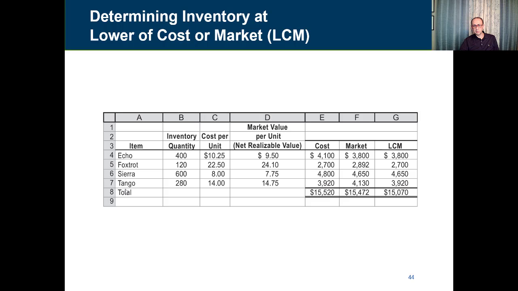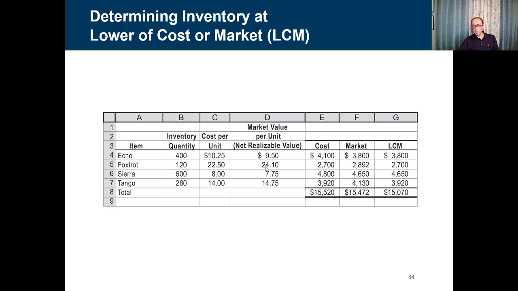See here we have items in our inventory: Echo, Foxtrot, Sierra, Tango. It's actually 4 items, and we have their total. And then we have the inventory quantity and the cost per unit. And then we have also the market value per unit, or what we call the net realizable value. So what we're going to do is calculate the cost and the market. The cost would be based on the inventory quantity multiplied by the cost per unit. So we took the 400 multiplied by $10.25, and that would be $4,100. And we do the same thing for Foxtrot, 120 multiplied by $22.50, and that would be $2,700, and so on.